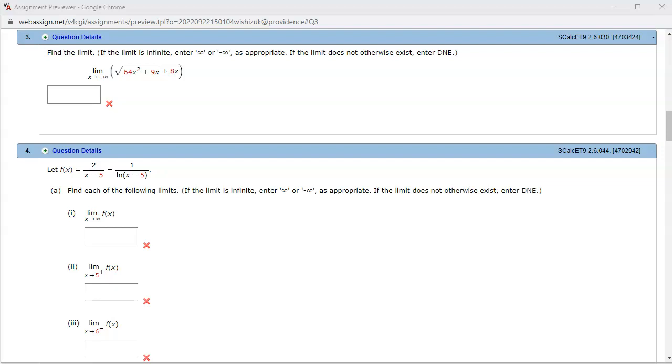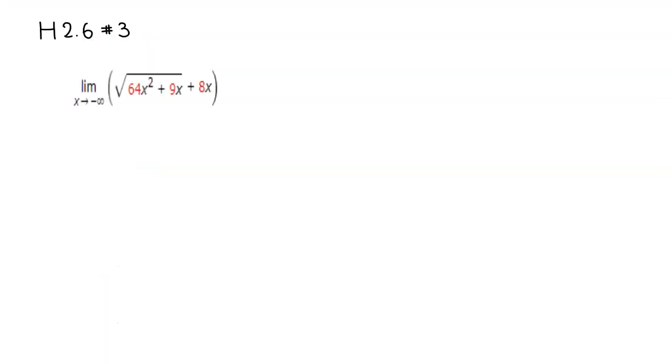All right, let's look at homework 2.6, problem number 3. First, let's try to plug in. As x approaches negative infinity, the leading term inside the square root is x squared, so it goes to positive infinity, because it gets squared. So instead of negative infinity, it goes to positive infinity.